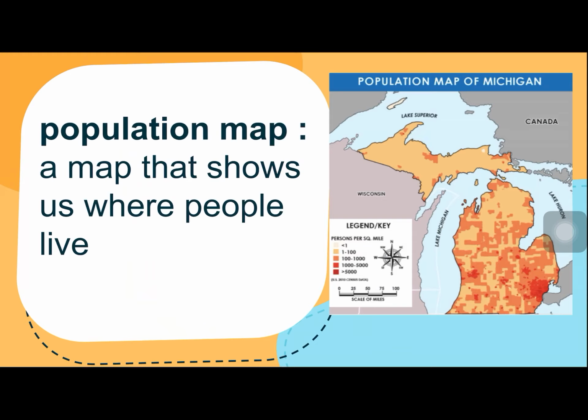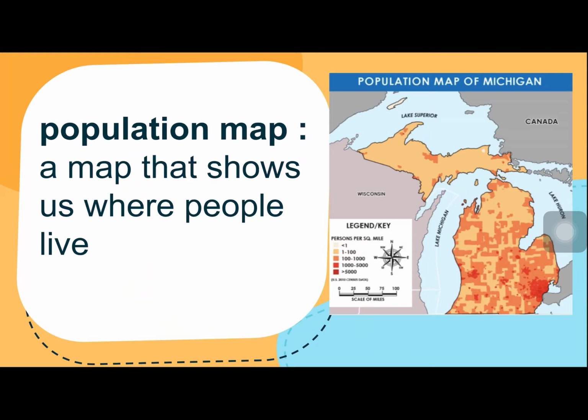Our next word is population map. Say population map. Good. A population map shows us where people live. So if you can look at this picture, this is a population map of Michigan. When you're looking at a map like this, you always want to take a look at the key, which is normally somewhere in a corner of our picture. So in this case, it's in the bottom corner where it says legend/key. This is going to really tell us what we're looking at in our map.